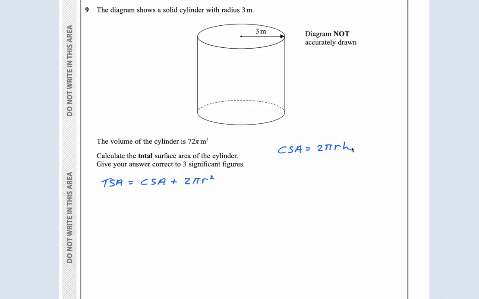But I don't have h. That's my problem. I need to find h. And how am I going to find h? Well, I'm going to use this other bit of information that he gave me. So he says the volume is this.